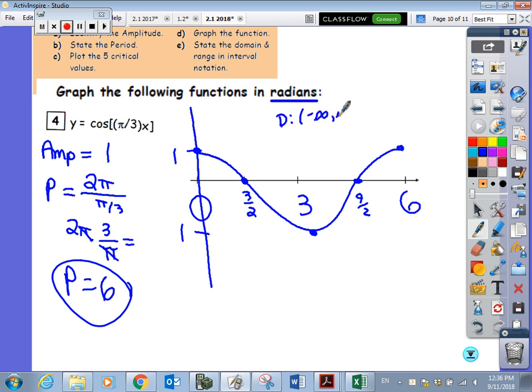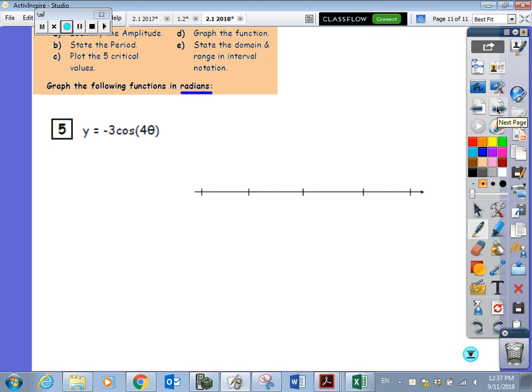Domain, negative infinity to infinity. The range, low value up to high value. The last one has a negative, an A value other than 1, and a B value other than 1. Remember, amplitude is a distance. So amplitude is not negative 3. It is just 3. The distance from the middle up, from the middle down. Not top to bottom, okay? It is the distance from the sinusoidal axis up and from the sinusoidal axis down.